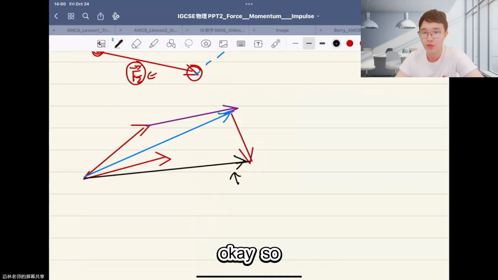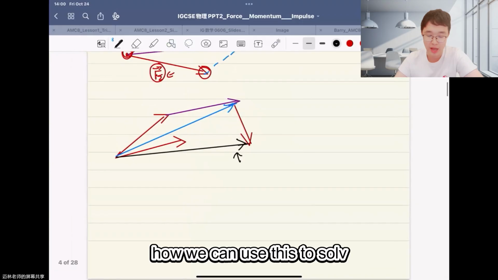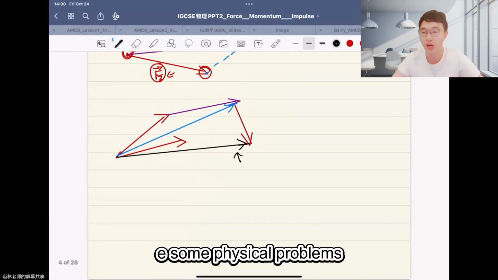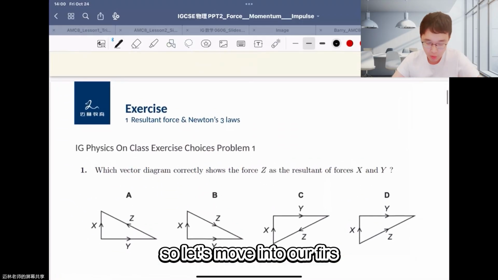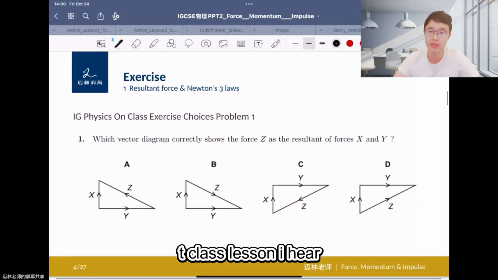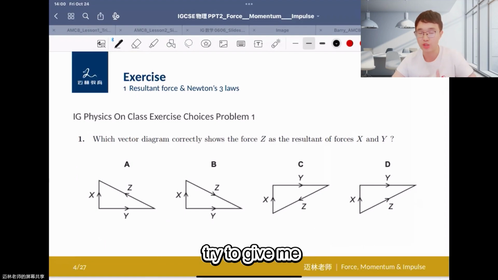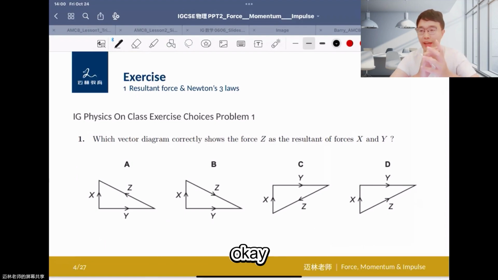So I guess here you can understand how we can use this to solve some physical problems. Let's move into our first class lesson here, just to do this problem and try to give me an answer, please. Okay, wait for 1 minute, please.